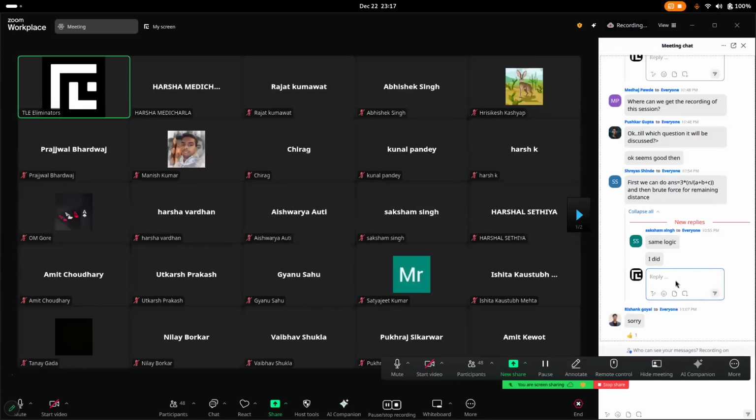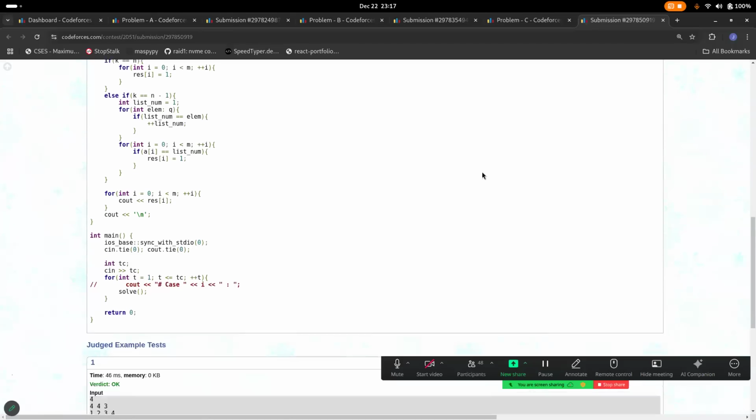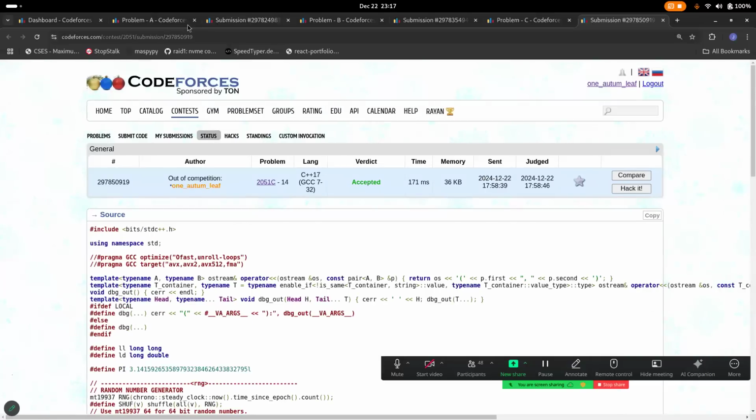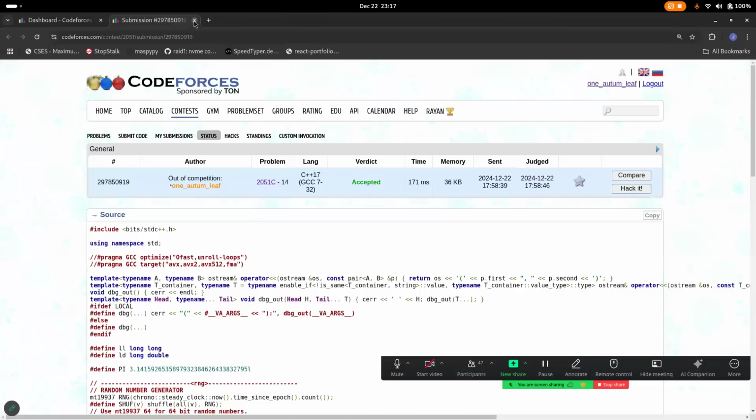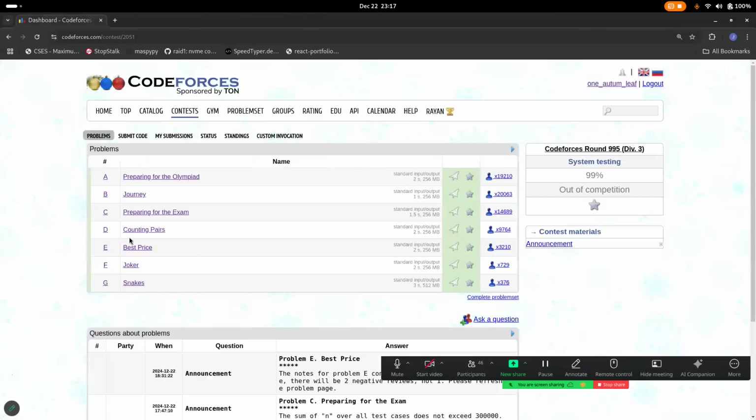Okay, no doubts, I guess. So these were the first 3 problems. Now let's move to the next 4 problems.